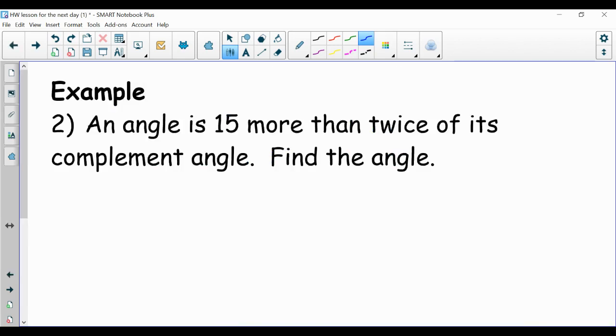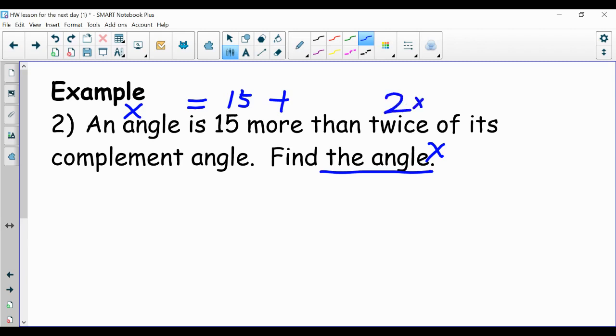An angle is 15 more than twice its complement angle. Find the angle. So an angle, we don't know that angle. We have to find an angle, so let's set up the unknown as x. So the angle, which is x, equals 15 more than. What does 15 more than mean? That means add. If it's 15 less than, that will be minus 15. And then twice, that means 2 times.